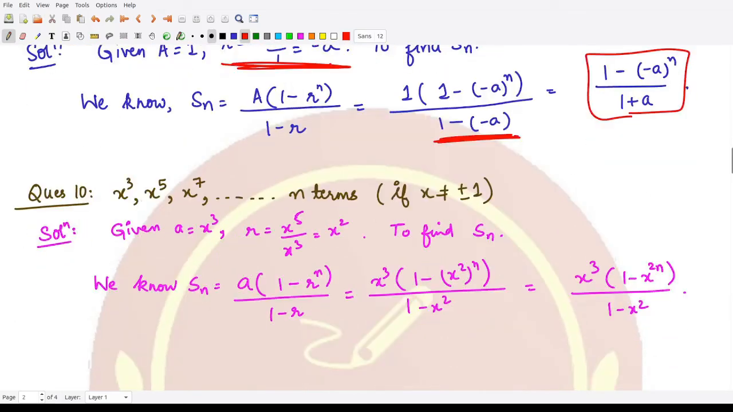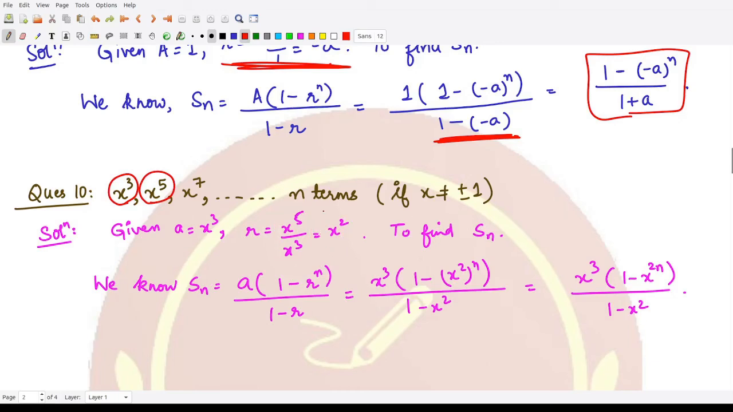Here the given GP is x cube, x raised to power 5, x raised to power 7, and so on up to n terms. x is also not equal to plus minus 1 in this case. So here you see the first term is this one, x cube. That is very easy to know. What is the common ratio? It is obtained when you divide x raised to power 5 by x raised to power 3, which is x raised to power 2.